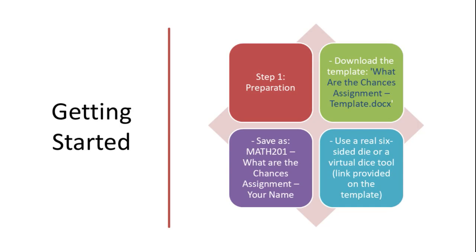To get started, download the template from Blackboard's Module 5 or Course Assessments folder. Save the What Are the Chances template with your name and grab a 6-sided die. If you do not have a die to use at home, you can use the virtual die via the link provided on the What Are the Chances template. Preparation is key to success in this assignment.